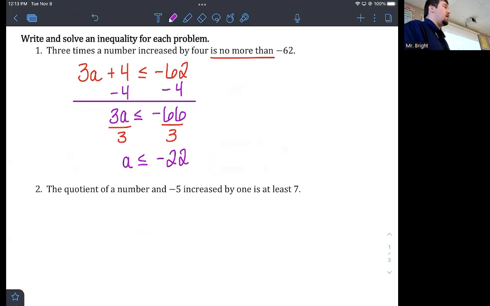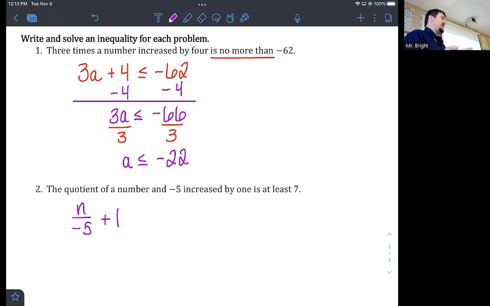Number two: the quotient of a number and negative 5 increased by 1 is at least 7. Someone else want to try this one? How do I write the quotient of a number and negative 5? N divided by negative 5 plus 1. Perfect. Stop right there. So the quotient means that we're dividing. He's written it as a fraction because that's how we show division within equations or inequalities. So he didn't write negative 5 divided by n. He wrote n divided by negative 5.